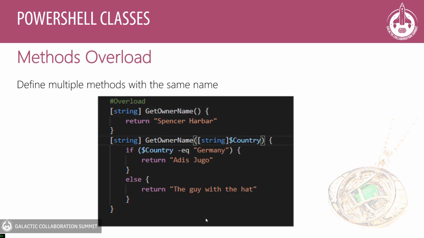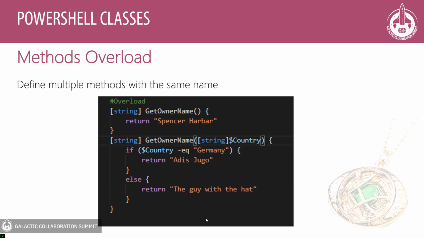One thing that's actually cool is that we can do overloading of methods. What does overload mean? We can define multiple methods with the same name, as you can see in the picture. So GetOwnerName, whenever we don't put any parameter, it returns Spencer Arbor. GetOwnerName with a country, and if the country is Germany, it returns Hugo, else the guy with a hat.